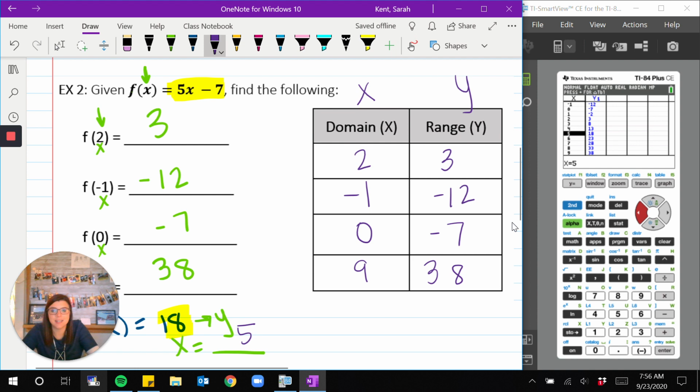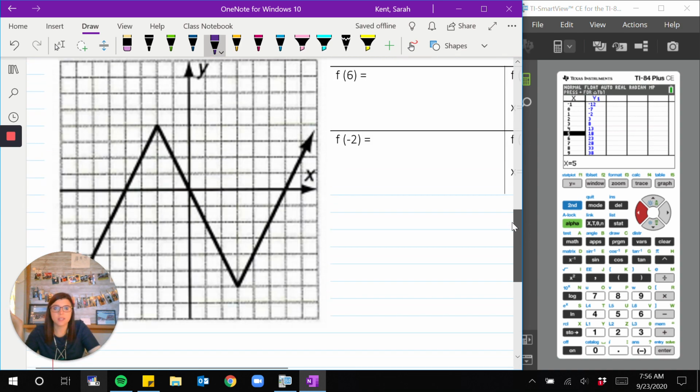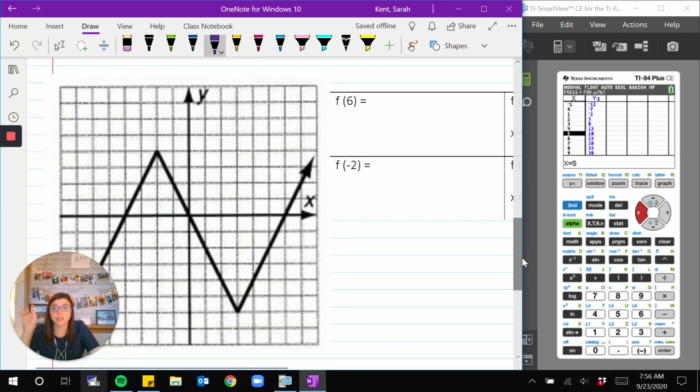And then on the last one here, x is 5, y is 18. So that's if we have an equation, how to use the table. So now on the last one, we're going to look at a graph. For this last one, we don't need the calculator because we can just look at the picture here.